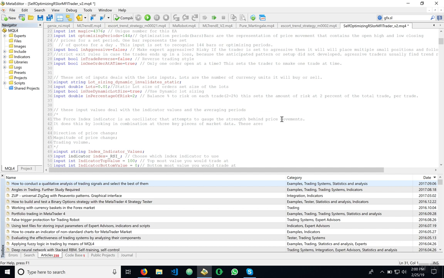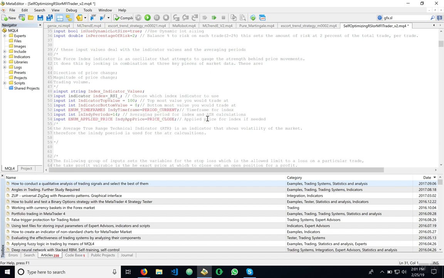These deal with the lots inputs. Now lots are the number of currency units it will buy or sell. And one important input here is the percentage of risk, which is the balance to risk percentage. And this sets the amount of risk at 2% of the total trade per trade. This expert advisor also uses dynamic lot sizing depending on indicator trends. Now let's move on to the next set of values here.